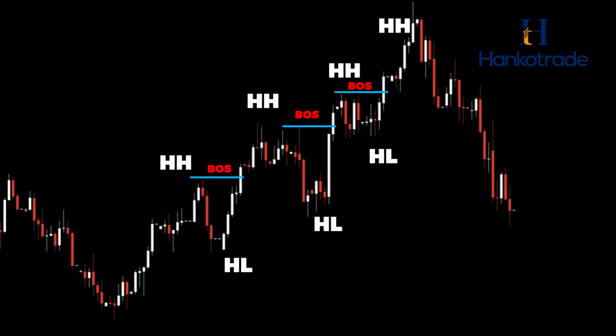A change of character occurs when there is a break and close below the lowest point of the swing low between 2 consecutive highs. This change in price action suggests a shift in market sentiment and could potentially lead to a reversal in the trend. It's important to closely monitor the market structure and be vigilant for any signs of a change of character, as it can significantly impact our trading decisions. Now, let's move on to the next step in our trading plan.